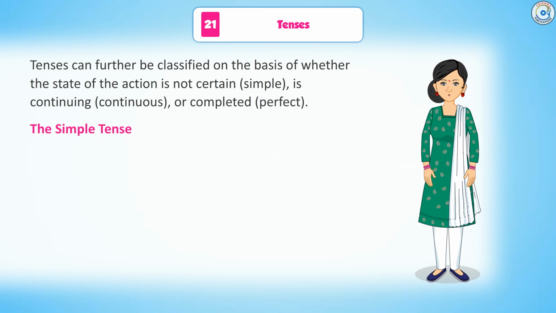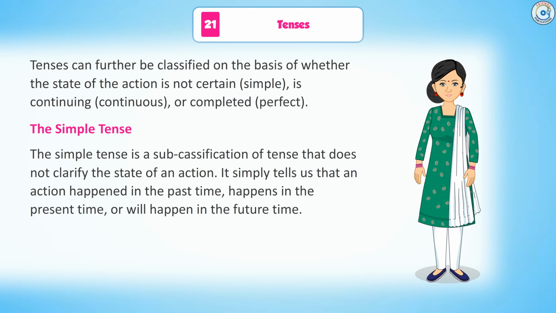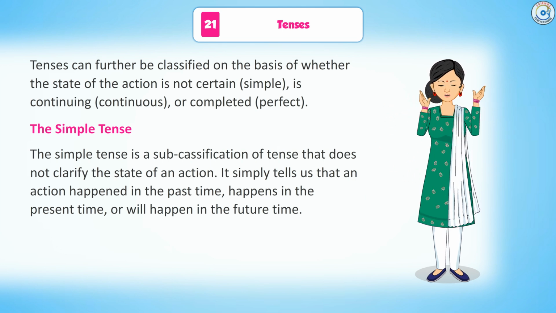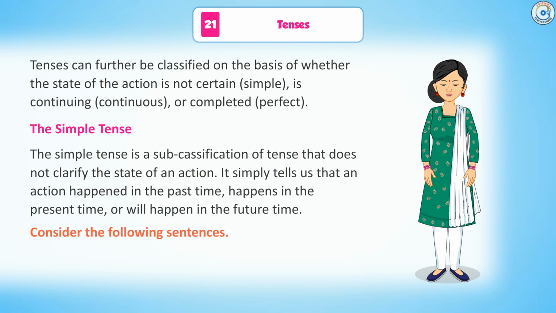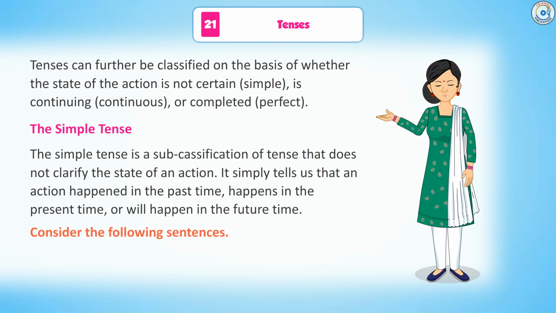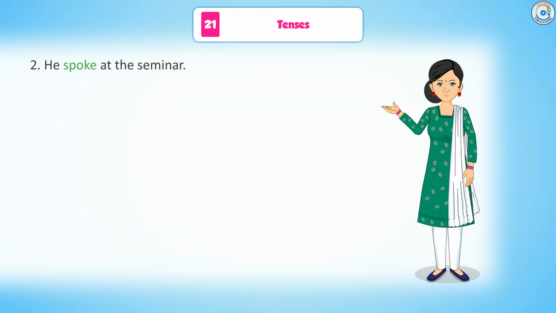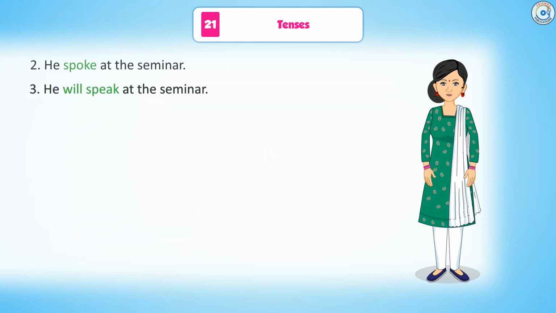The simple tense. The simple tense is a subclassification of tense that does not clarify the state of an action. It simply tells us that an action happened in the past time, happens in the present time, or will happen in the future time. Consider the following sentences. He speaks at the seminar. He spoke at the seminar. He will speak at the seminar.